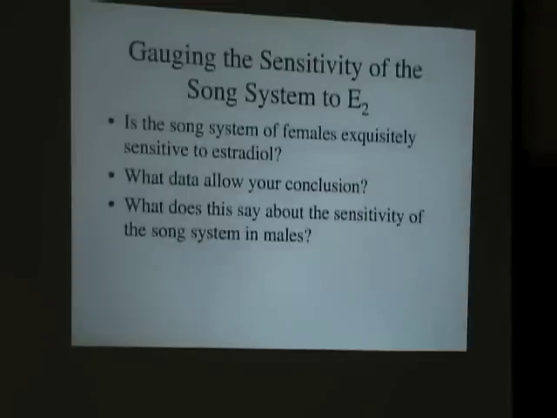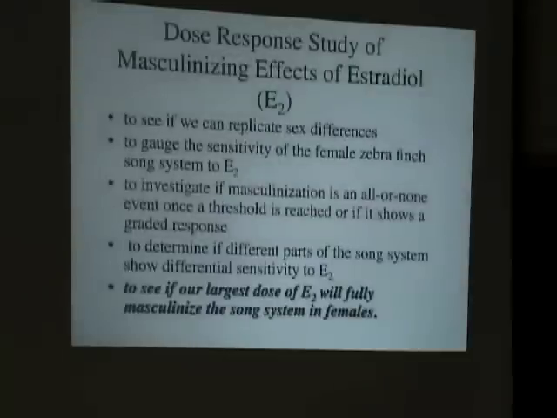Okay, does it say anything about the sensitivity of the song system in males necessarily? What do you think, gang? No, doesn't have to be true in males, right? We didn't test that. Okay, one more and then I'll let you go.